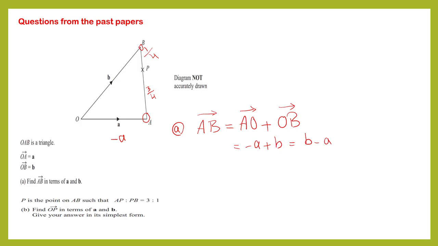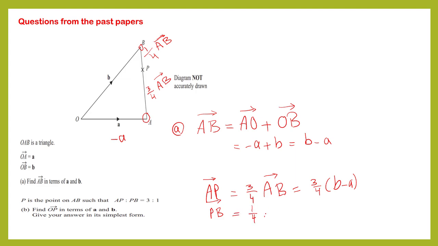So we have AB is b minus a. So AP is 3/4 of AB, and PB is 1/4 of AB. So let's first of all find AP and PB. AP is 3/4 of AB, so we will multiply 3/4 by b minus a. And here we have PB is 1/4 of AB, so it will be 1/4 multiplied by b minus a.